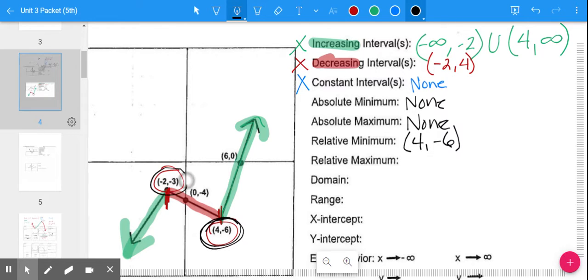Relative maximum is another turning point on this graph. That's the only other turning point, and it's a peak of a mountain, not the dip of a valley. So it is -2, -3.